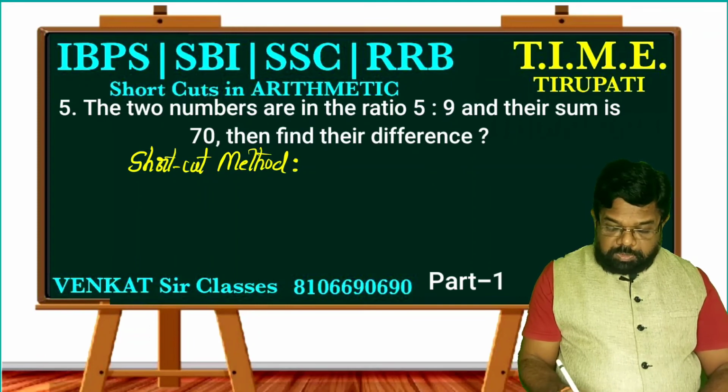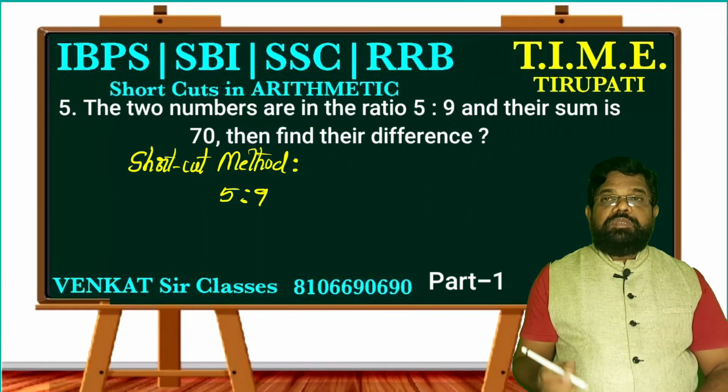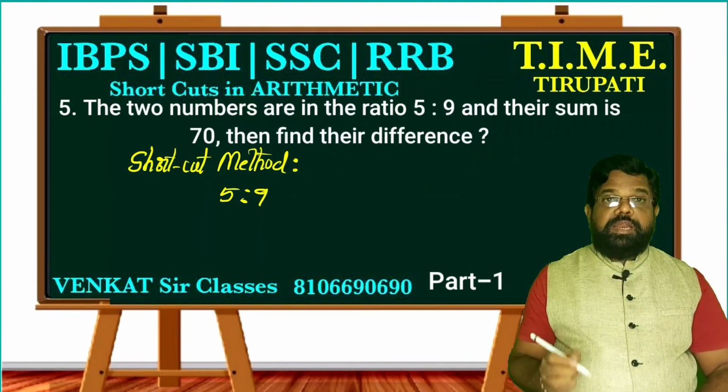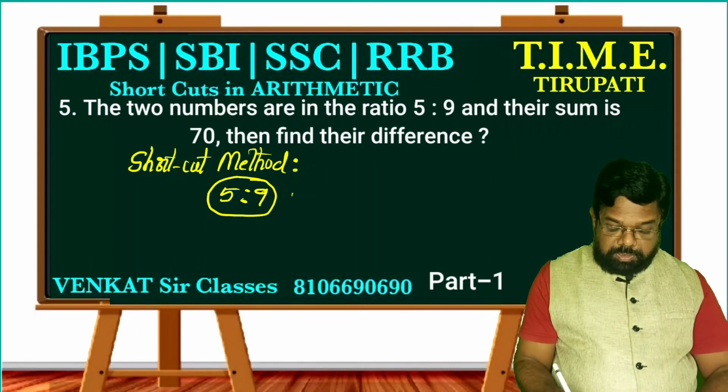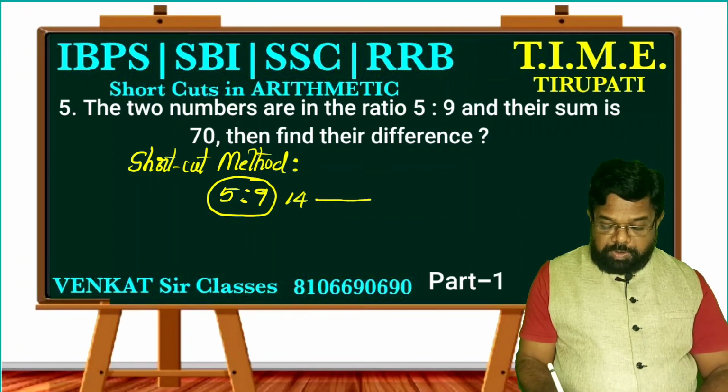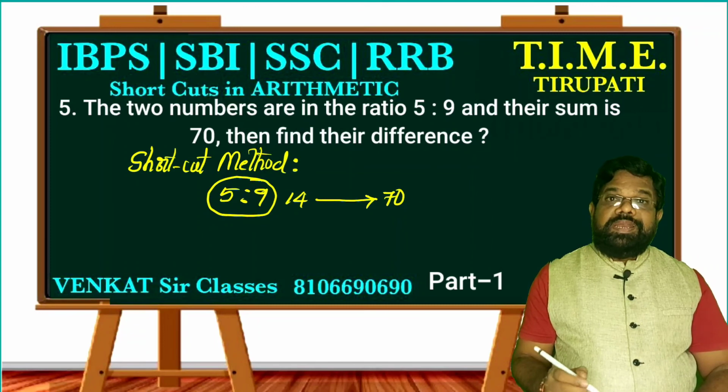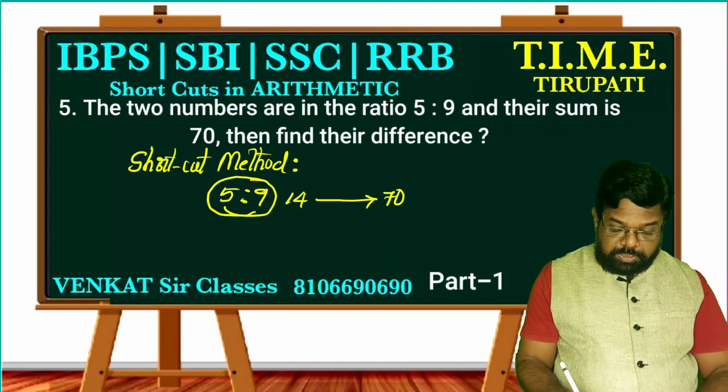The two numbers are in the ratio 5 is to 9. So one number is 5 parts, another number is 9 parts, and their sum is given. Sum means how many parts? 5 plus 9, 14 parts. So 14 parts' value is given as 70. We require their difference. What is the difference of parts? What is the difference between 5 and 9? 4 parts. We require the value of 4 parts.